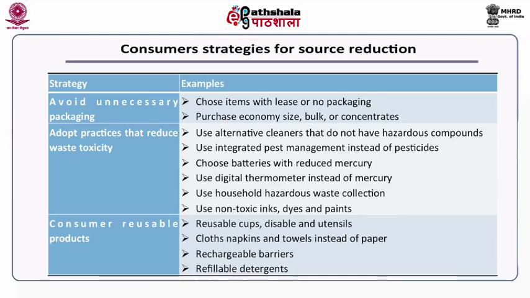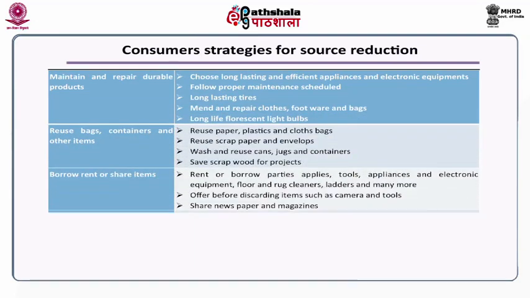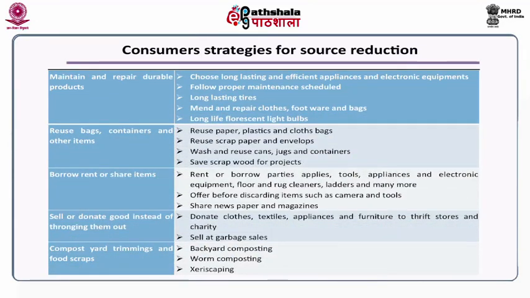The next one would be consumer reusable products. For this you can use reusable cups, cleaning utensils and those things. Also, instead of tissue papers, you can use cloth napkins and towels. Again, this will reduce the amount of waste generation. Then you can go for rechargeable batteries, and also you can go for refillable detergents.